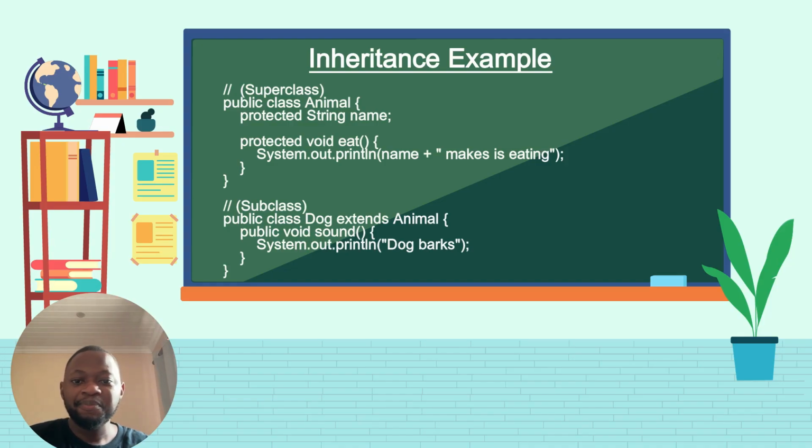So the name will be accessible to the subclass of the animal class, and the eat method will also be accessible at the subclass of the animal class. Below we have our subclass, which is the dog. We extend the animal class, so the animal class already comes with the name attribute and the quality of eating, which all animals should have. And then we just needed to add the sound, dog barks.